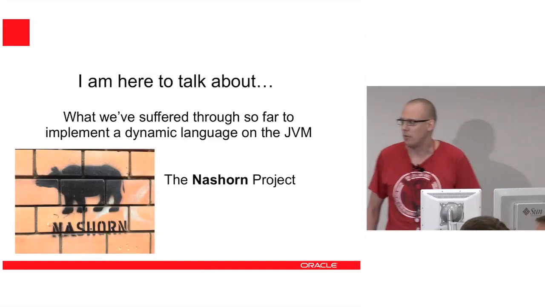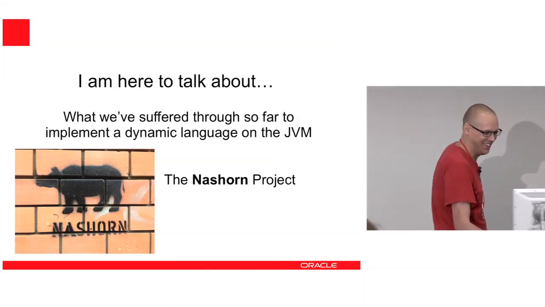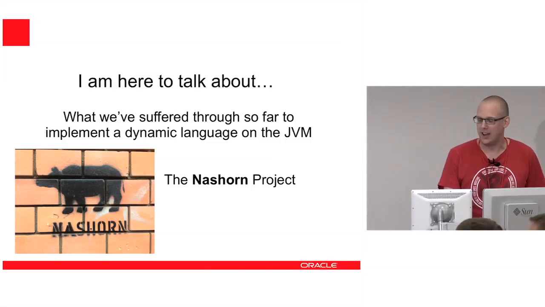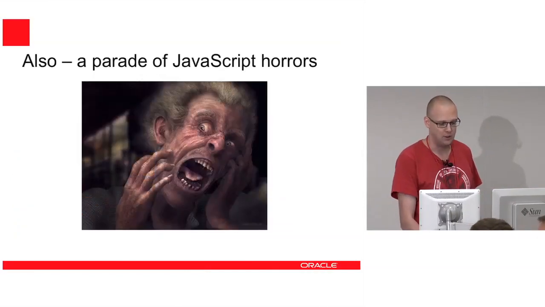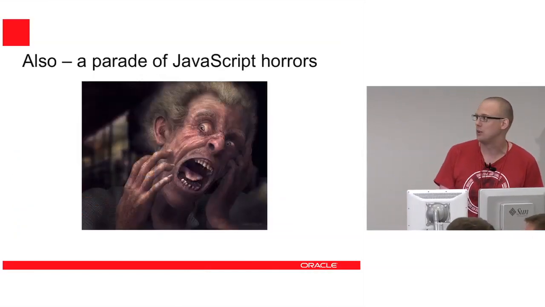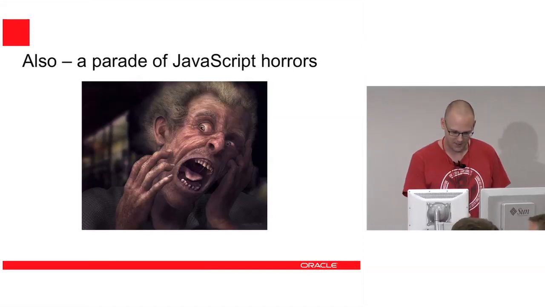And I realized that's probably a hippo, even though it says Nashorn under it. But besides that, I'm going to show you, for audience entertainment value, a small parade of JavaScript horrors as well, because that usually works.